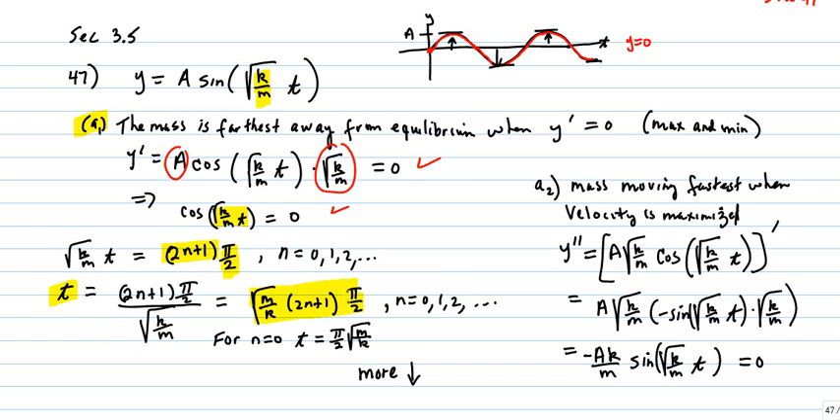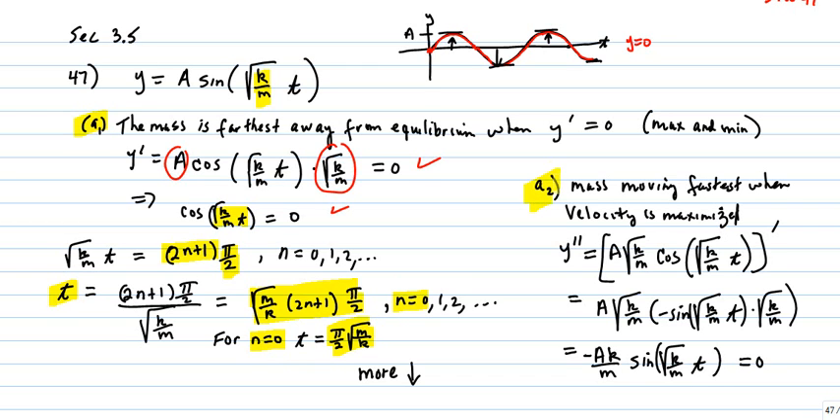And so those are the times where the mass is farthest away from the equilibrium, either the positive or negative way. In particular, for n equals 0, because they just asked for one value. If n equals 0, then t could be equal to pi over 2 square root of m over k.